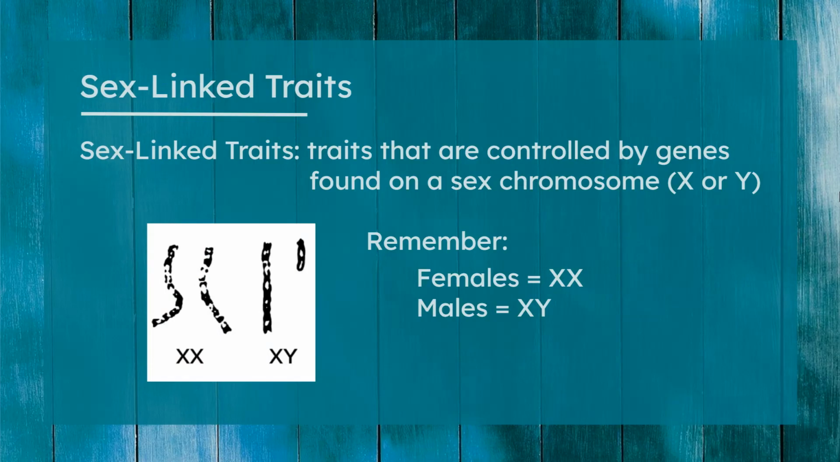The other type of inheritance pattern we're going to talk about will be the sex-linked traits. These are traits that are controlled by genes found on the sex chromosomes, which are the X and Y chromosomes. Remember, females are XX and males are XY. That's going to be essential to remember in order to get these questions correct.